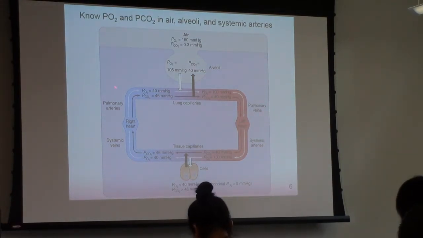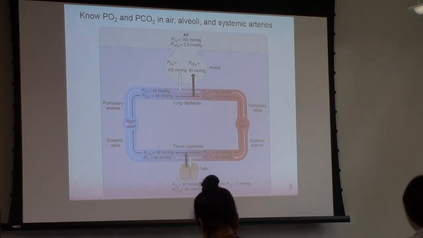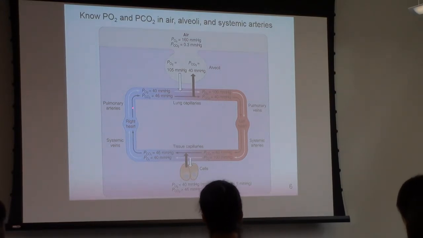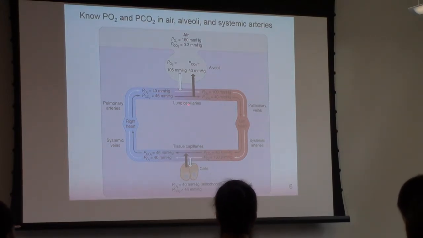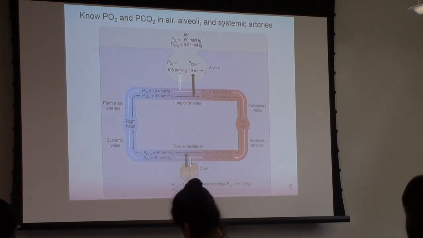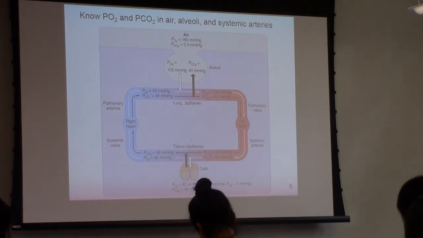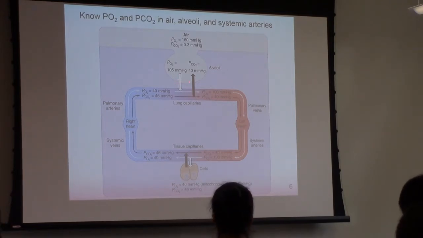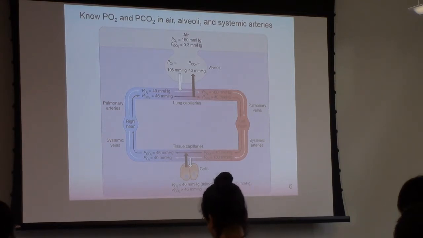What do we call bringing blood from the right ventricle to the lung capillaries and then bringing that blood back to the left ventricle to pump into the systemic arteries? What's going on right here? Perfusion. This is perfusion. What's the name of the process that gives rise to this white arrow and this black arrow? Diffusion. Diffusion is not the same as perfusion.